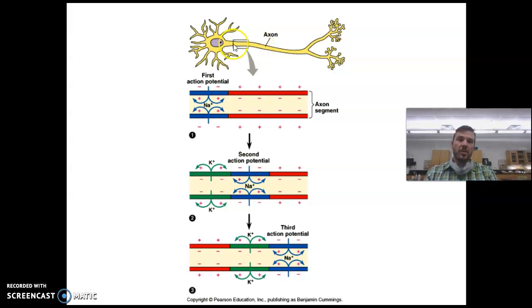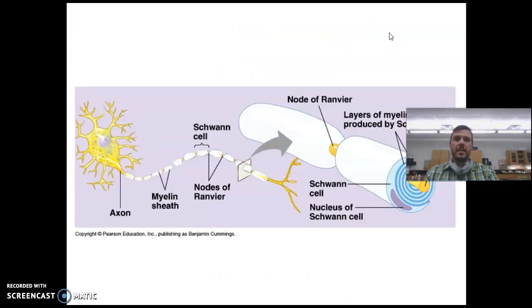Once sodium starts rushing in here, it's going to be allowed to rush in here and here and here and here and here and here all the way down. Potassium's going to rush out all the way just behind that, and then right behind that potassium rushing out, we're going to be pumping the potassium back in, the sodium back out with the sodium potassium pump, and that is going to restore our resting potential. When we get to the end, that's where we're going to communicate with the next neuron in line.